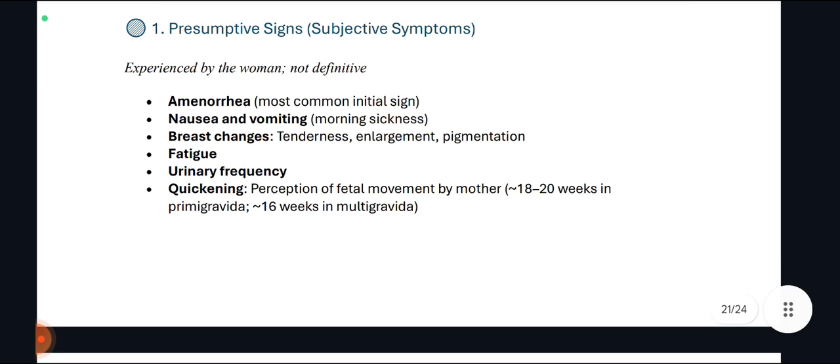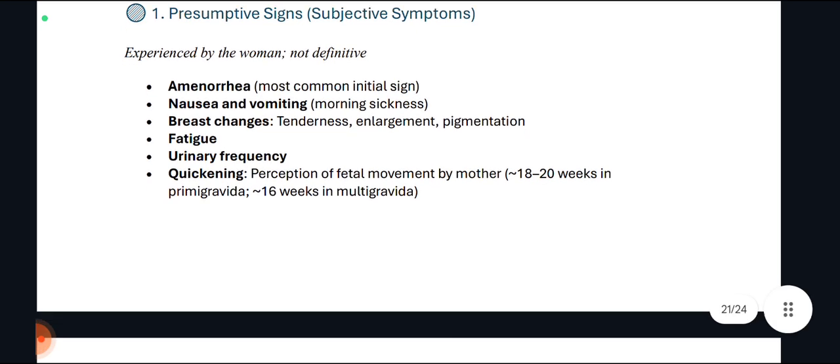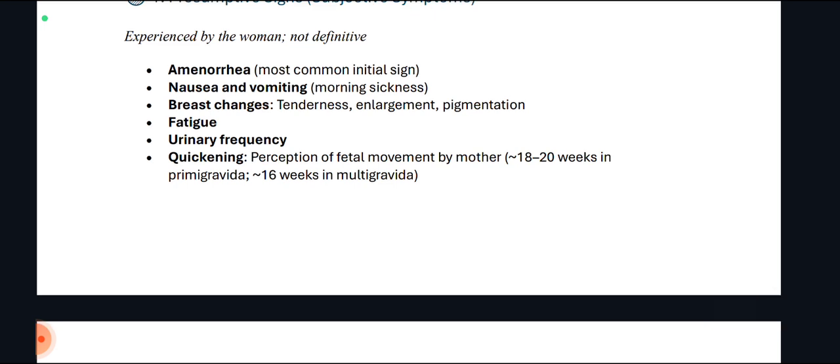There is amenorrhea. The first and most common initial sign the female experiences is the absence of menstrual flow for maybe 1 or 2 or 3 months. There can be nausea and vomiting, morning sickness. There can be breast changes: tenderness, enlargement and pigmentation of the breast. She also experiences fatigue, urinary frequency and quickening. What is quickening? Quickening is the perception of fetal movement by the mother.